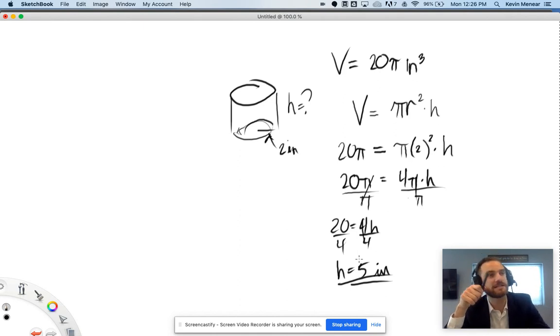Now, I'm not going to go into this one, but for all you brilliant young mathematicians out there, what if I gave you the height but didn't give you the radius? So I've given you the volume and I've given you the height, but I didn't give you the radius. How could you solve that problem? I'll leave that one up to you.